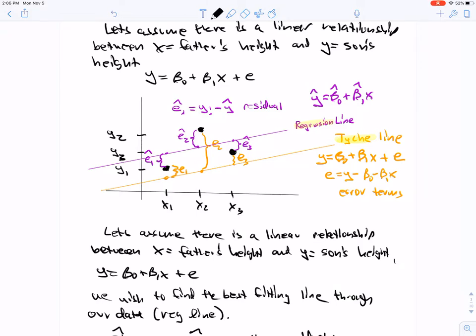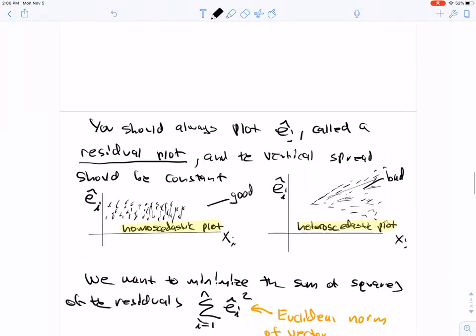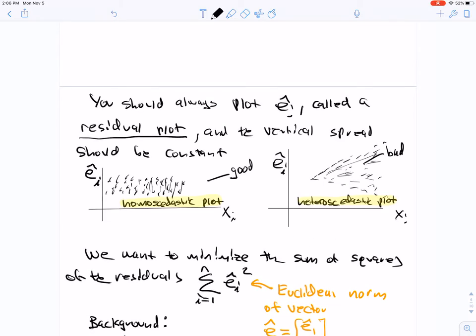The residual is the spread between the regression line and my observed value. So if you just subtract the regression line from your observed value, you will get these ei hats, and the ei hats should look like there's just a common spread. It shouldn't look like it's fanning out. That would be called heteroscedastic.